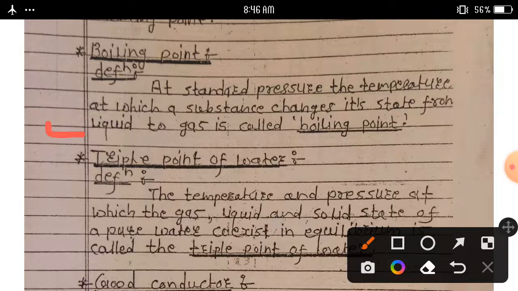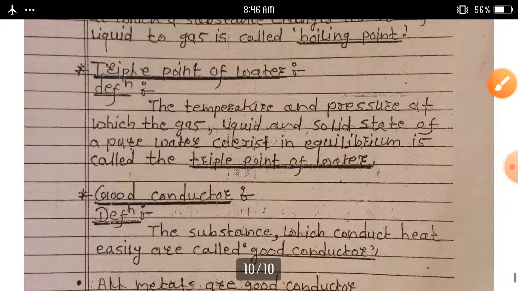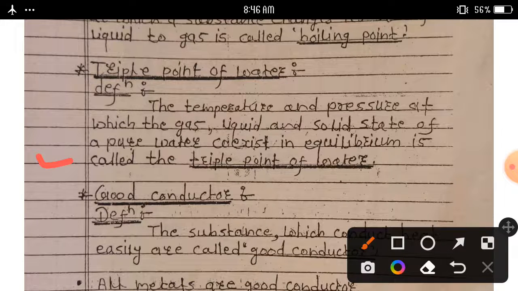Definition: at standard pressure, the temperature at which a substance changes its state from liquid to gas is called the boiling point. And the last definition is the triple point of water. Definition: the temperature and pressure at which the gas, liquid and solid states of pure water coexist in equilibrium is called the triple point of water. The best example of the triple point of water is ice.